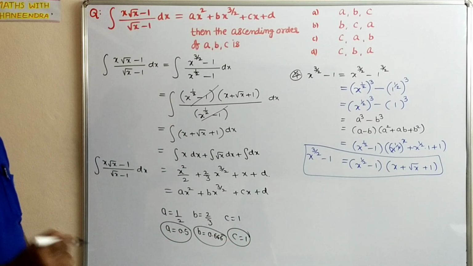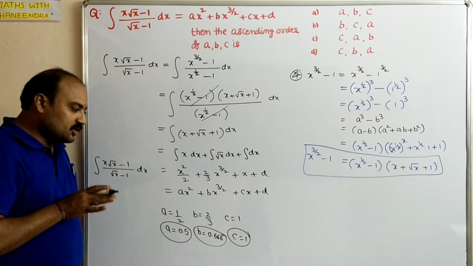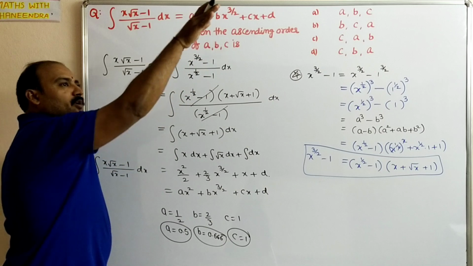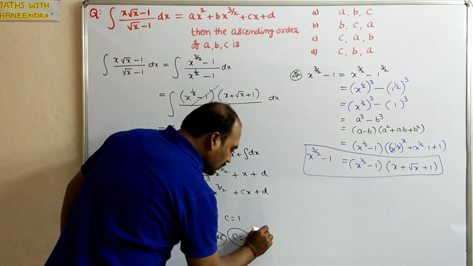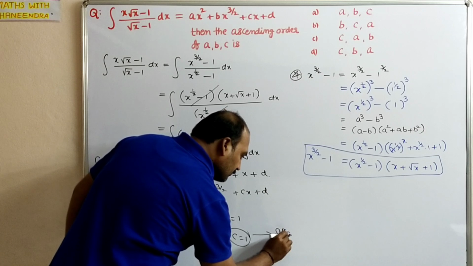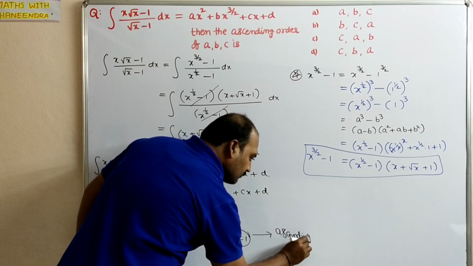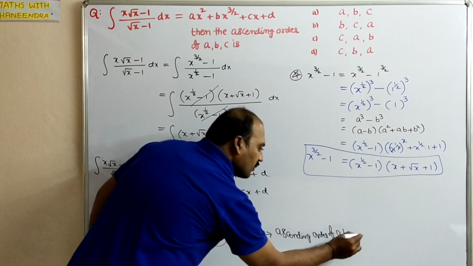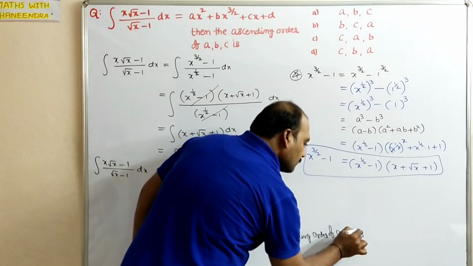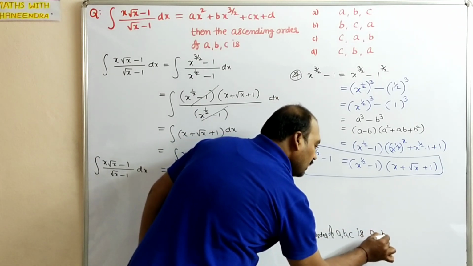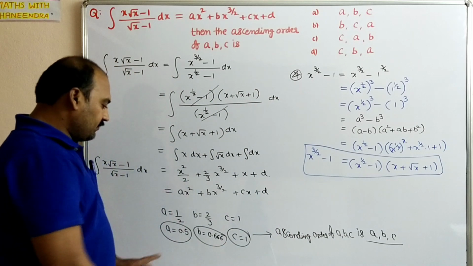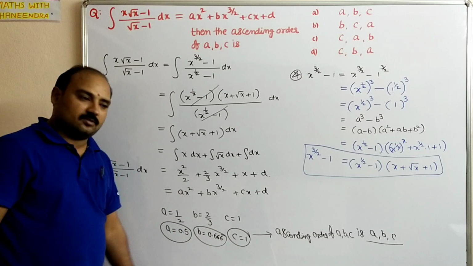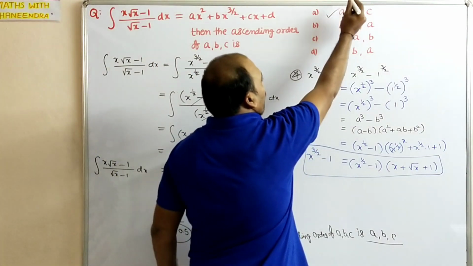In this, we have to arrange in ascending order. So it is going up, ascending order. First 0.5, then 0.66, then 1. So the ascending order is a, b and c. This is the ascending order: first 0.5, after that 0.666, then 1. Therefore, the answer is the first option.